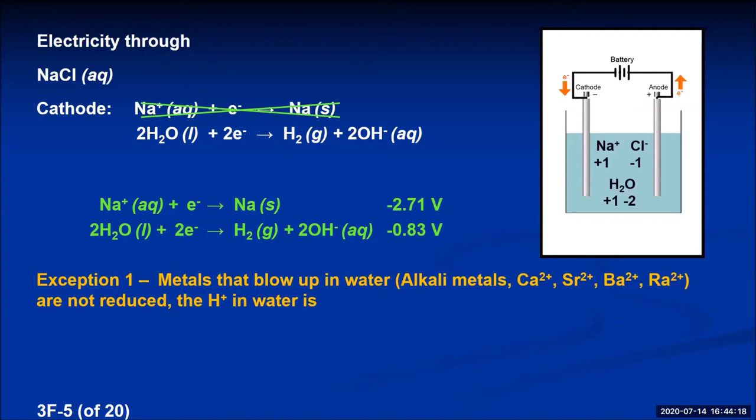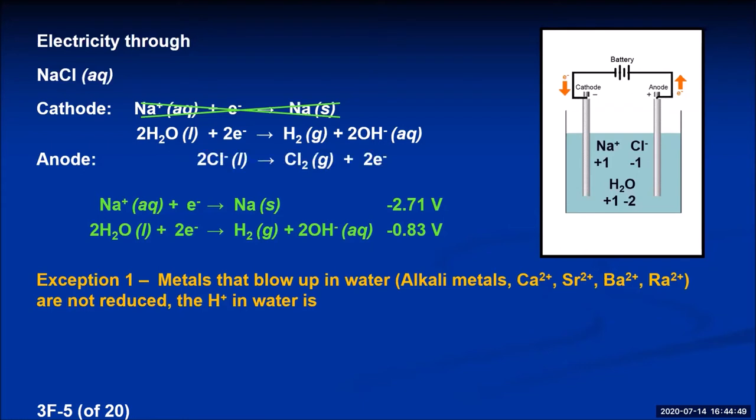So the only time you will not have the positive ion that's dissolved in the water solution being reduced is if it's a metal you know blows up in water, because you don't form a metal that blows up in water. So it's got to be the hydrogen gas produced at the cathode instead. At the anode, we would still have the oxidation of chloride. Chloride can go from -1 up to 0, so Cl minus turns into Cl2. To balance it, two Cl minuses go to Cl2, and to balance the charge, two electrons on the product side.